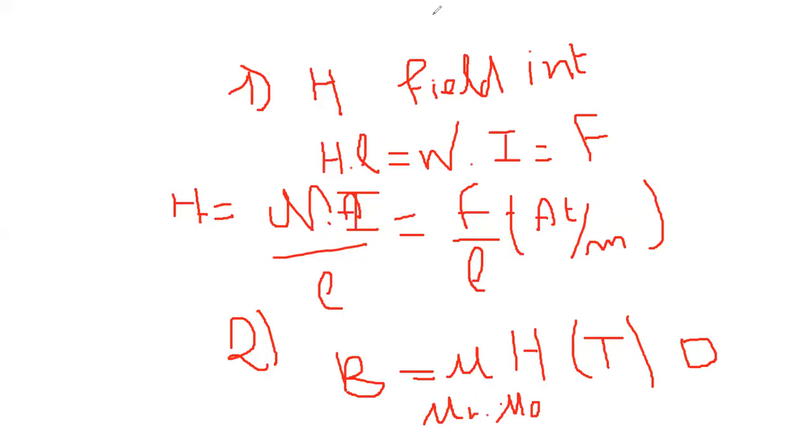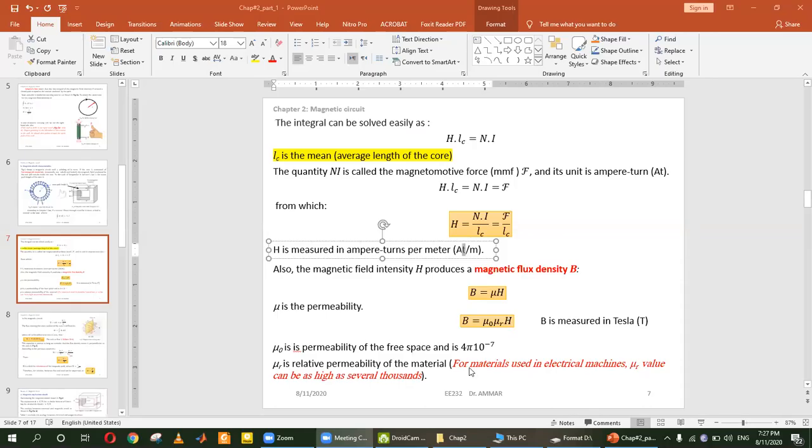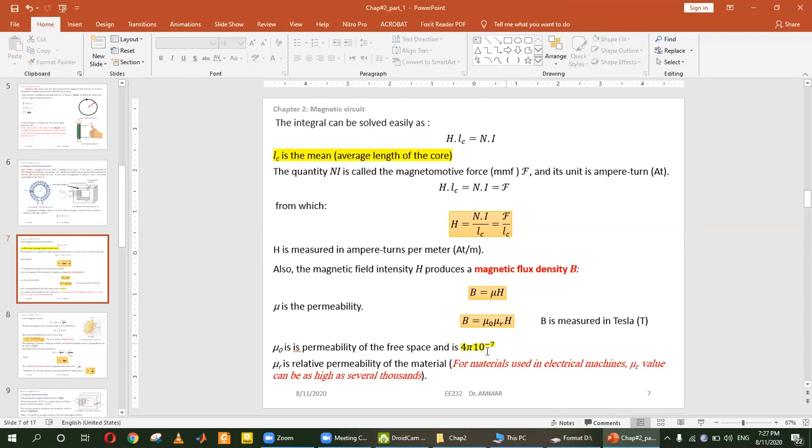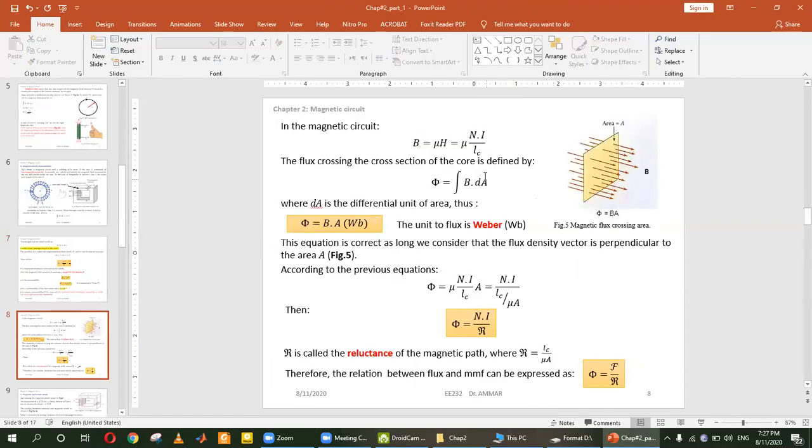You will see this now in the presentation. Let's go back to the presentation. Mu zero is equal to 4 pi times 10 to the power minus 7. So this is the value of mu zero. This is the second term or the second characteristic of the magnetic circuit, which is B, the magnetic field density, measured in Tesla. Okay, let's go to the next slide.